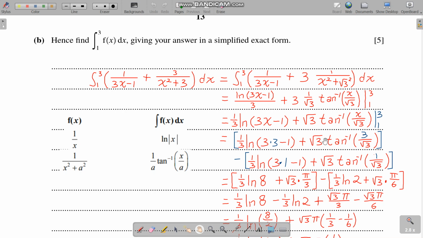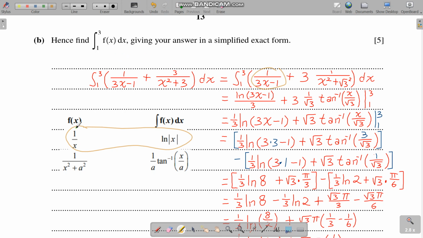About integration. So from the previous part, partial fractions, we know the f of x is this guy. So we need to integrate this. When we integrate the first term, 1 over 3x minus 1, it's really simple. We just use this rule.